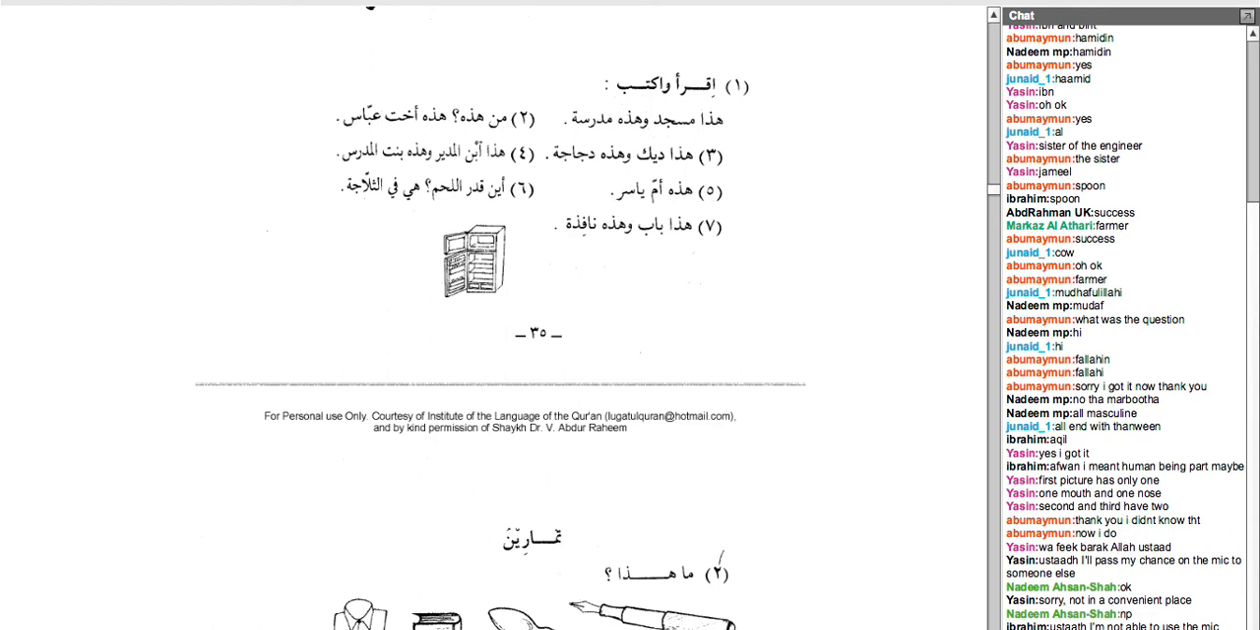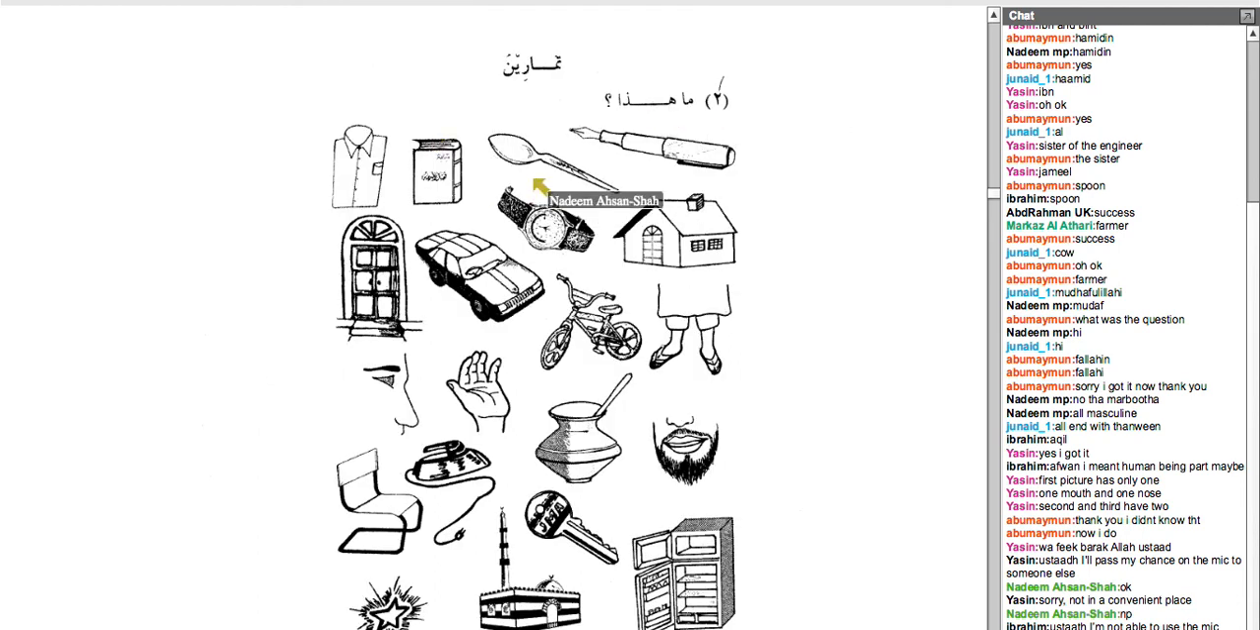Mahada and Mahadihi. So you have to ask the question correctly. I'm going to point, and you have to ask me the question in Arabic. I'll start, and you have to say Bihadha. This one? Bihadha. This one? Ready? You understand what you have to do? You have to say Mahadha or Mahadhihi.